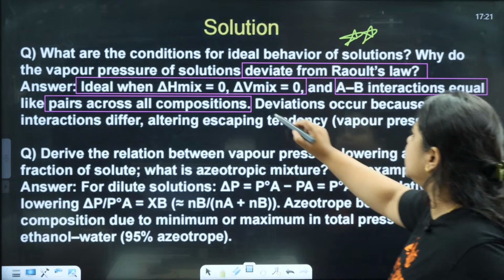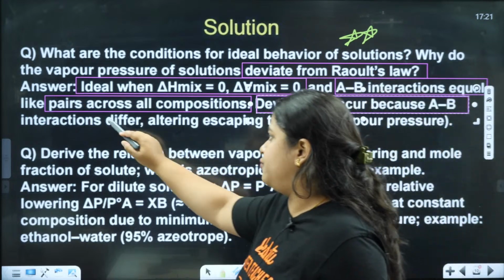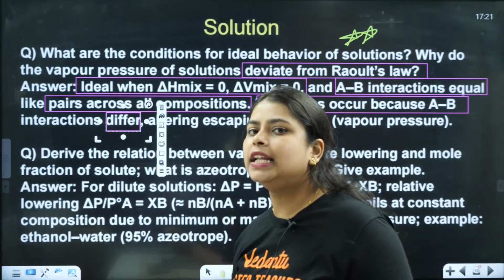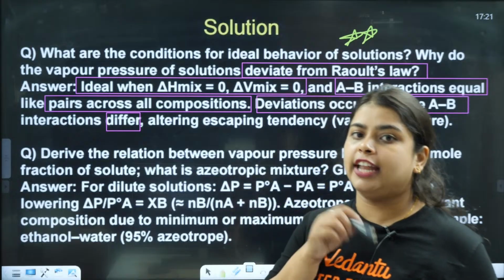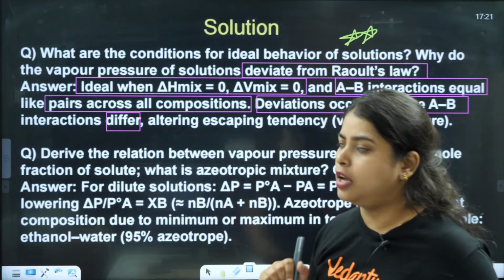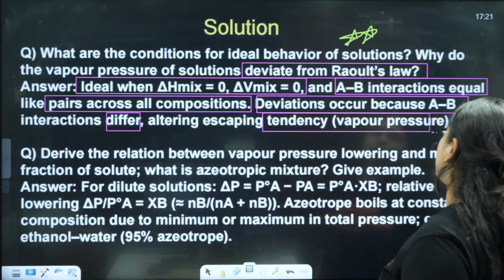Deviations occur because AB interaction is differing. It is actually getting differed. Why is it getting differed? Whether we are going to take negative or positive matters a lot. Now, the altered escaping tendency, that is vapor pressure.